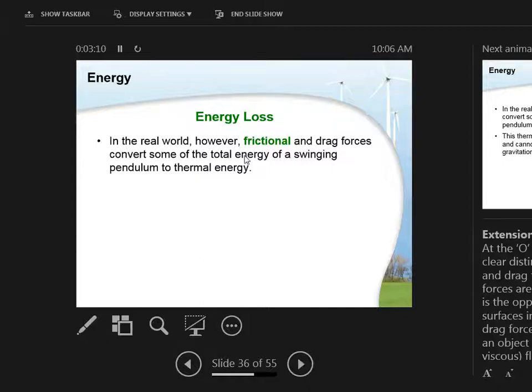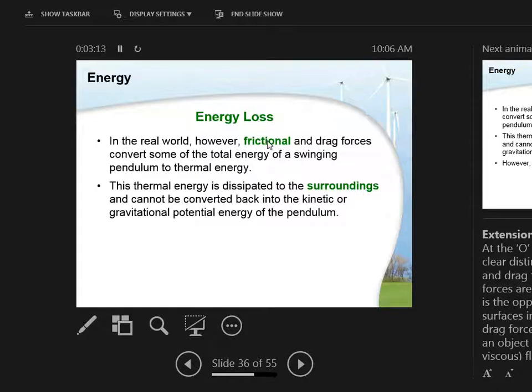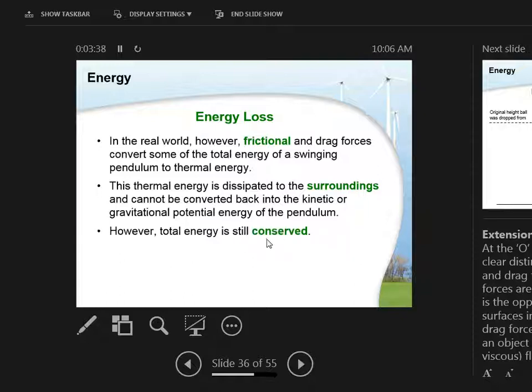Okay, so this was mentioned. Your frictional and your resistance type of forces, whether it's your air resistance, your resistance in water, and so forth, they are all converted to thermal energy. This is dissipated to the surroundings, and it cannot be converted back into kinetic or gravitational potential energy, in this case for the pendulum. That's why it will slow down, and eventually it will come to a stop. And the principle of conservation of energy still stands. All the energy is conserved.